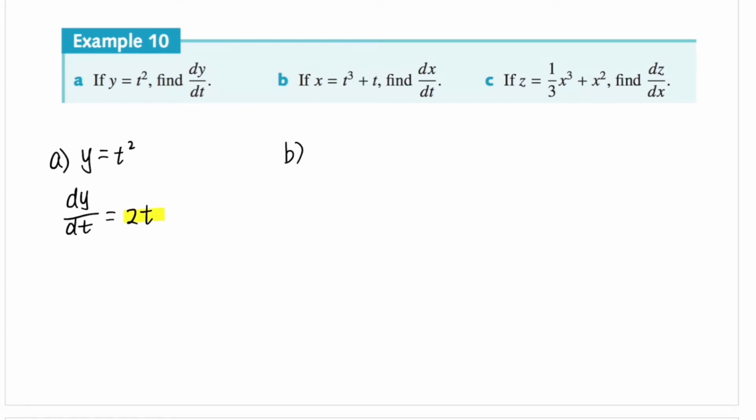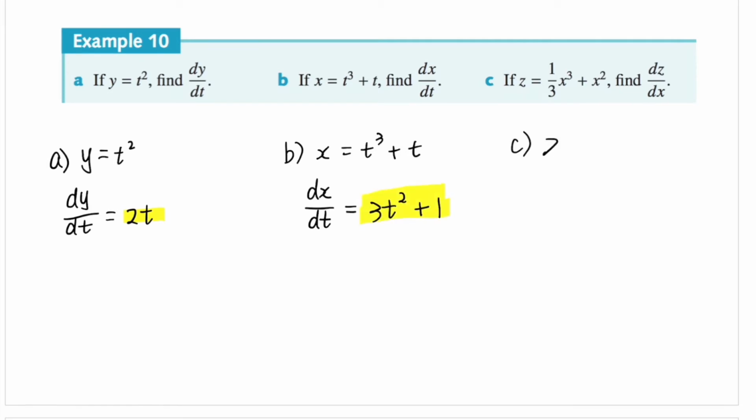Okay, question B, we have x is equal to t cubed plus t, and we're finding the derivative of x with respect to t. So dx over dt, we're going to differentiate this function. So we take the 3, bring it to the front, reduce the power by 1, so 3 minus 1 equals 2, and then for the second term t, it simply becomes 1. So we say that the derivative of x with respect to t is 3t squared plus 1.